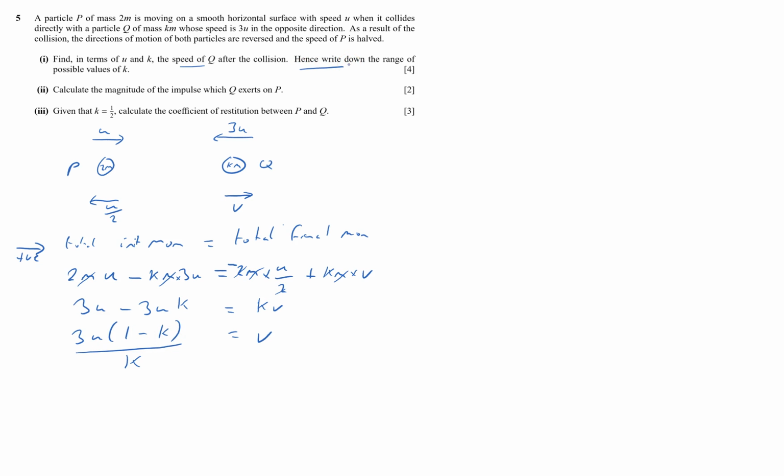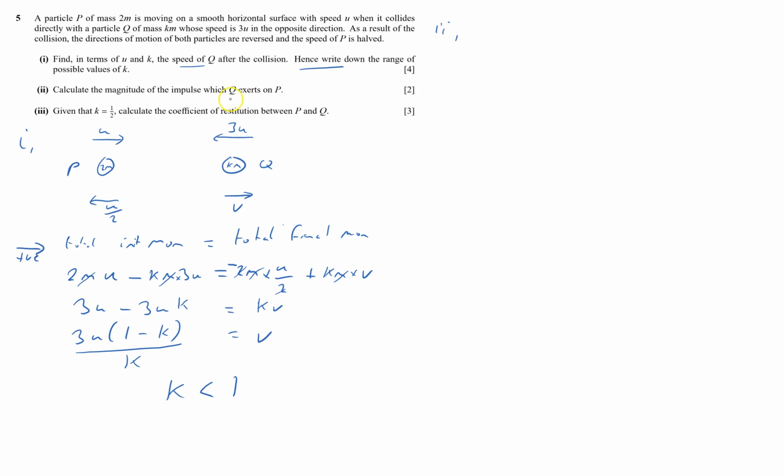Hence, write down the range of possible values of k. This should be easy. Well, u has to be positive, because otherwise it will be going the wrong way. K has got to be positive because otherwise we have a negative mass. V's got to be positive, it's going in this direction, which is the way we decided was positive, and so therefore 1 minus k has got to be positive, therefore k has got to be less than 1. It can't equal 1, because if it equaled 1, then the velocity would be 0, and it wouldn't have changed direction. Okay, so that's part 1 done, and now part 2.